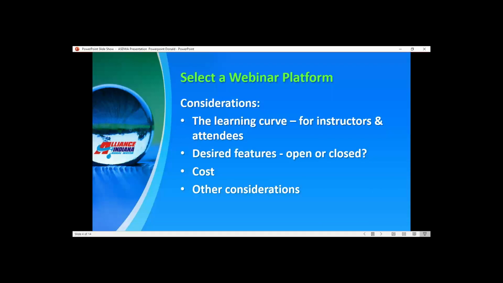Selecting the correct webinar platform to fit your needs. Things that need to be considered: it's easy to use for all parties involved. That is a definite must, because you have a lot of individuals that are still on the older end of things, and they're not too familiar with computers. So trying to find something with ease was difficult, but we managed to do that as well.